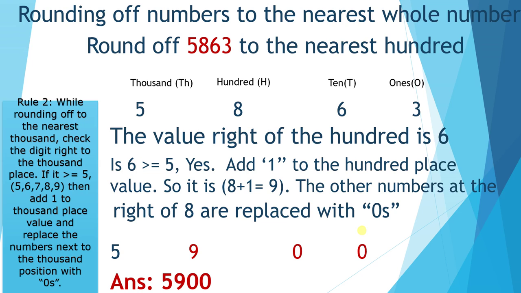The number at the 100 position is what? 8. So we add 1 to 8 and that gives us what? 9. So we write all the numbers. You have 5, the 8 changes to 9, and then the other numbers are replaced with 0. So the 6 is replaced with 0, the 3 is also replaced with 0. So now we know how to apply rule number 1 and rule number 2. So this is the number to the nearest 100. That's the way you go about it.